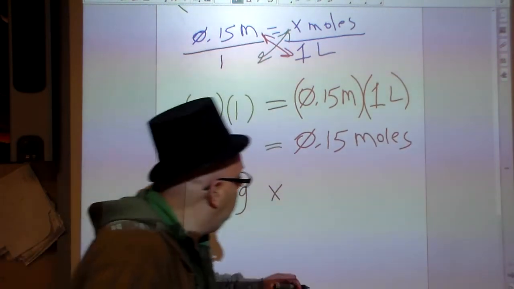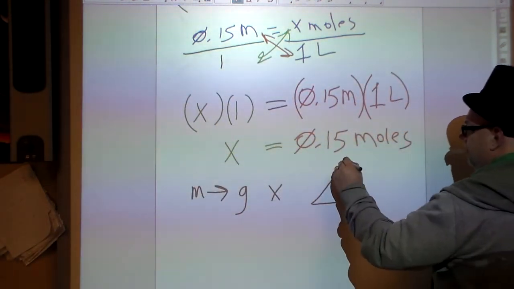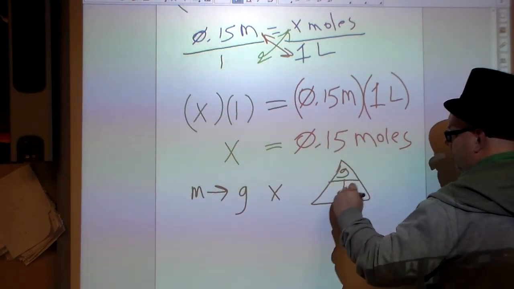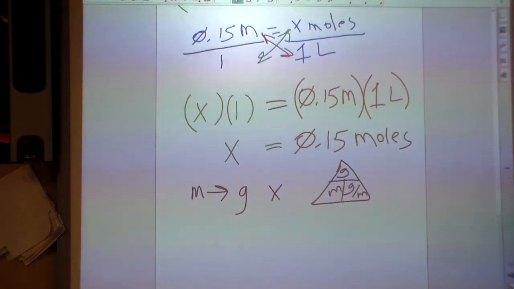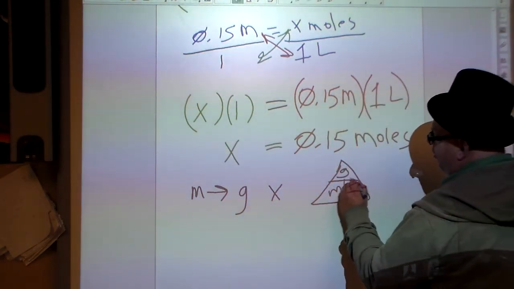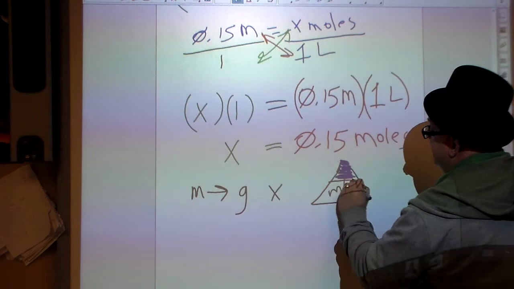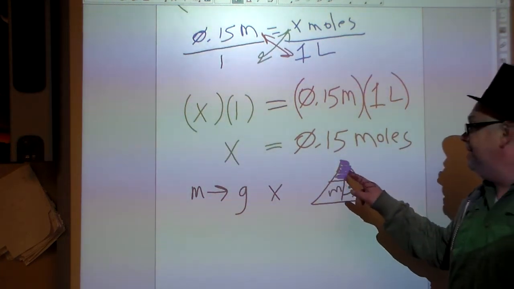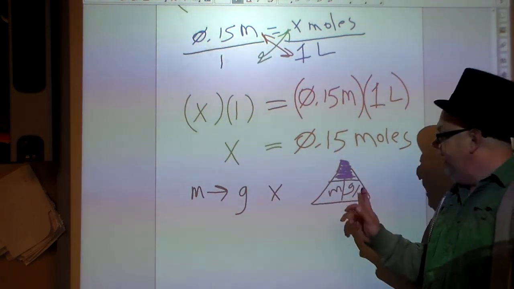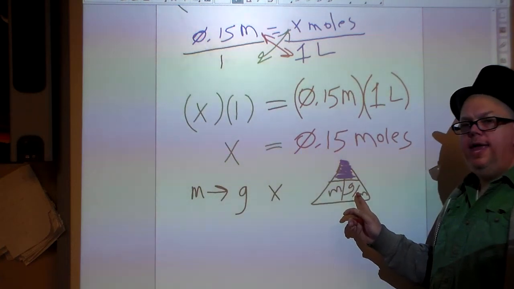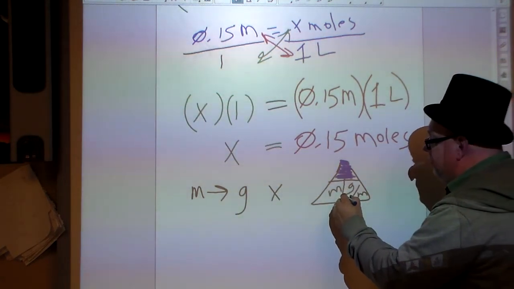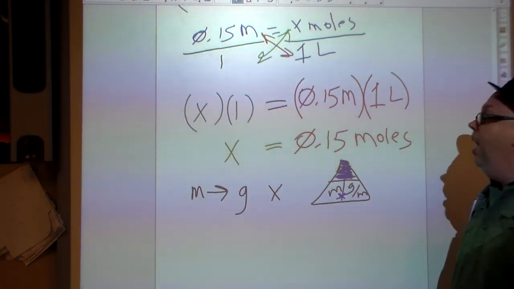Now, I can show you that triangle again, where we have grams, grams over moles, and moles. Since I'm interested in finding the grams, I block that one, because I don't know what it is. This is what I have to find out. And what am I left with? I'm left with moles, and grams per mole. We can multiply those out, because they're right next to each other. Great.